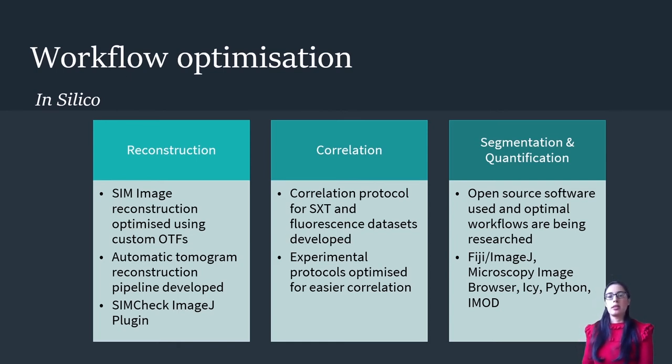So this means that we collect optical transfer functions every few months to make sure that there are no artifacts caused in the SIM reconstruction. There's also automatic reconstruction of the tomograms. So as soon as the tilt series data is collected in the X-ray microscope, this is automatically reconstructed. And Micron has also developed a SIMcheck plugin for ImageJ, and this allows you to check whether or not you have any reconstruction artifacts in your SIM images.